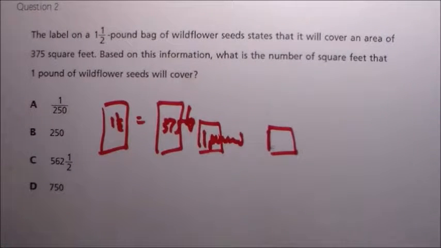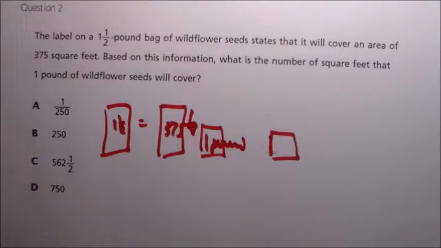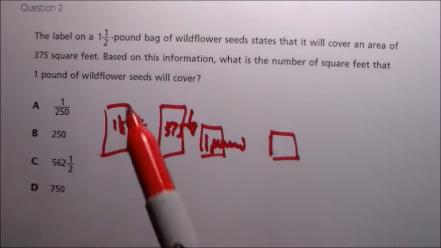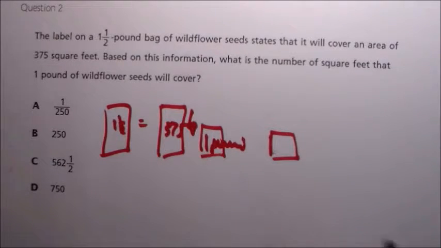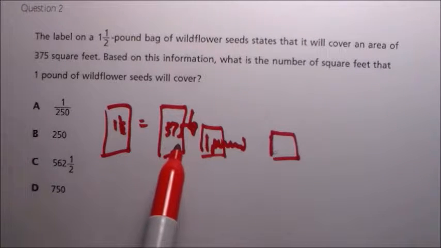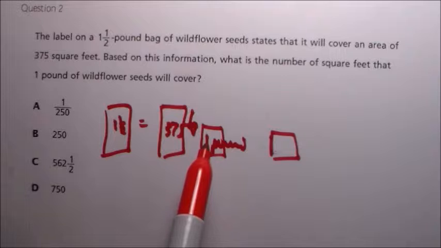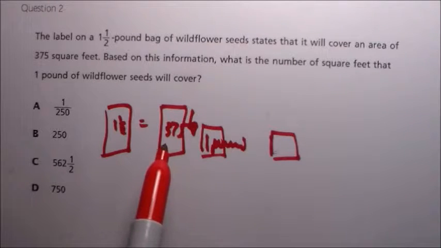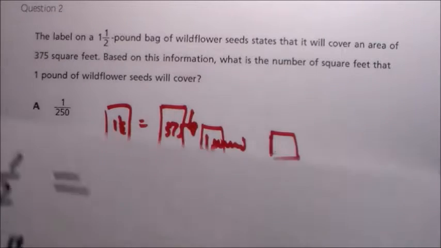But what if this wasn't a multiple choice question? What if this was a free response or a constructed response problem? We should go through it. But as a way to check your answer, use estimation. If 1.5 pounds is going to get you 375, you know 1 pound is going to get you a little less than 375, which means 250 is your only reasonable answer. Well, let's go through it.